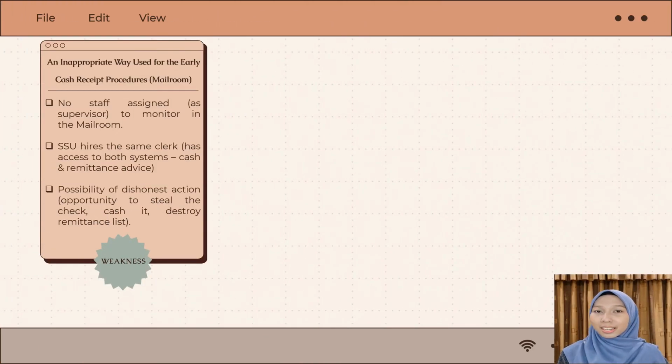Next is the inappropriate way used for the early cash receipt procedures, which is in the mail room. There is no staff assigned as the supervisor to monitor all of the procedures that happen in the mail room. SSU also hires the same clerk who has access to both systems, which are the cash and the remittance advice. This could lead to the possibility of dishonest action because the clerk can steal the check, cash it, and destroy the remittance list.